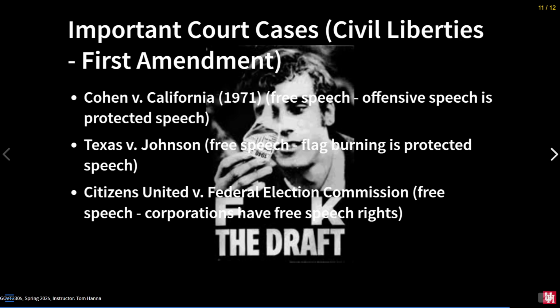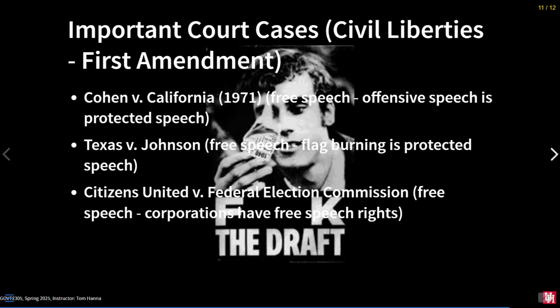So the picture here, first of all, is somebody burning their draft card. They would burn up their draft card to show their protest against the war, and then a lot of those people left the country. A lot of them moved to Canada. Mr. Cohen was of draft age in California, and he was wearing a jacket that across the back was emblazoned with the words, "Fuck the draft."